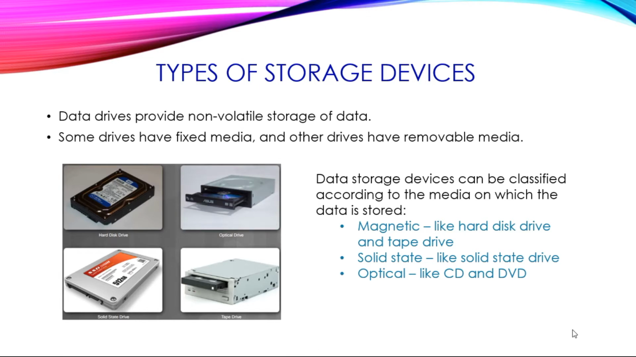Types of storage devices. Data drives provide non-volatile storage of data. That means if the device loses power, data will be stored and retrieved the next time the drive is powered on. Some drives have fixed media and other drives have removable media. Data storage devices can be classified according to the media on which the data is stored: magnetic, like hard disk drive (HDD) and tape drive; solid state, like solid state drive; and optical, like CD and DVD.